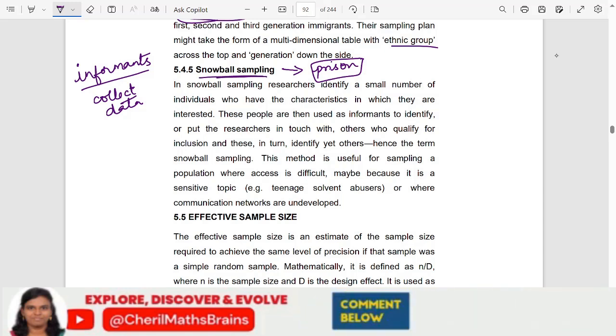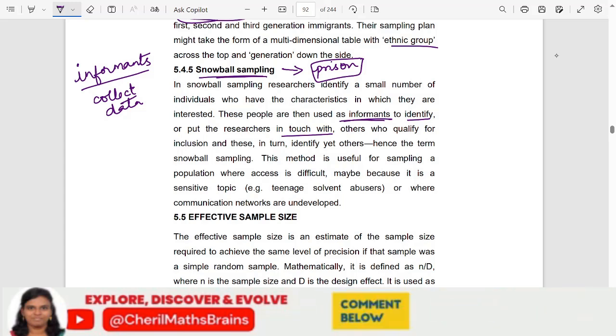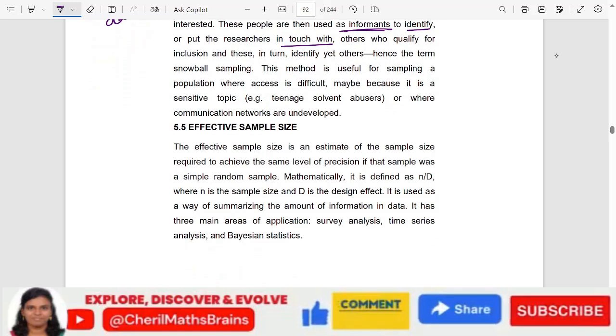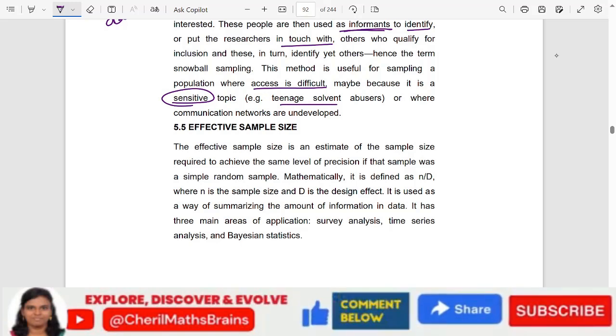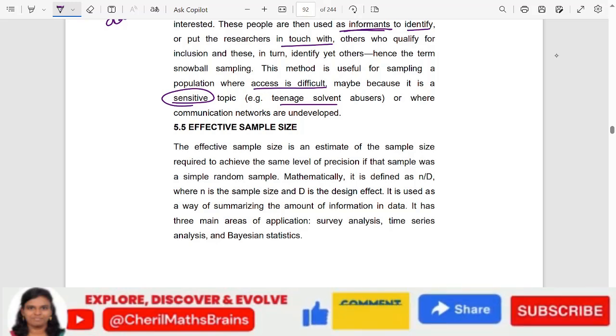Here we use informants to identify people and put the researchers in touch with them, and they have to be trained on what we need to know. This is useful for sampling a population where access is difficult because it is sensitive. For example, you need to talk with a small child or teenage children who are in some trouble. In that case you cannot go and talk directly to them, and they will not give you the data. So you will use this, or use it where communication networks are underdeveloped.